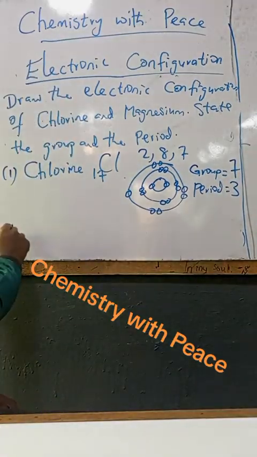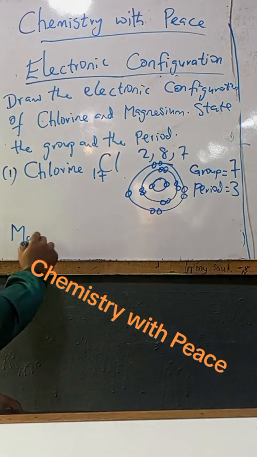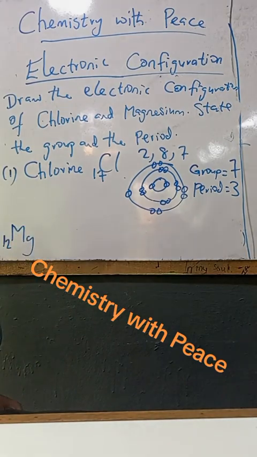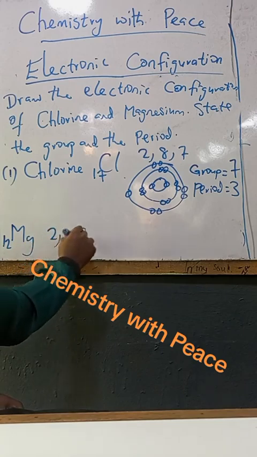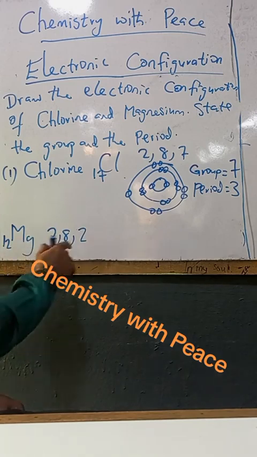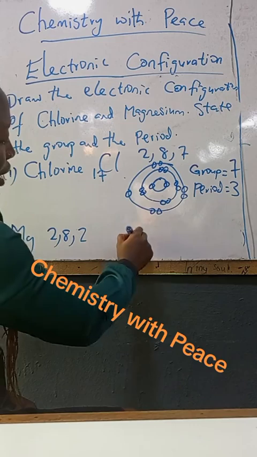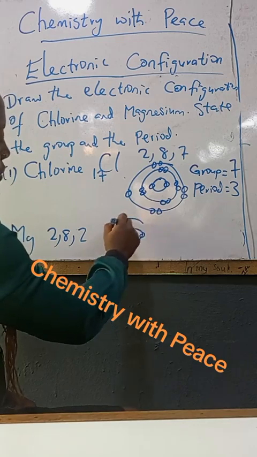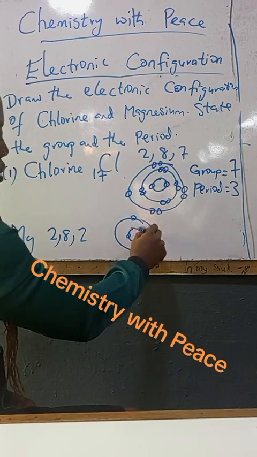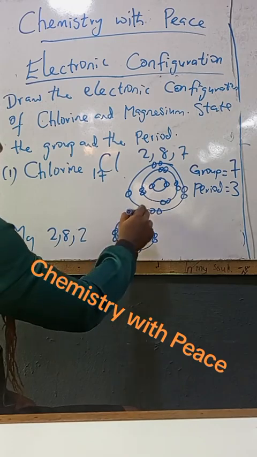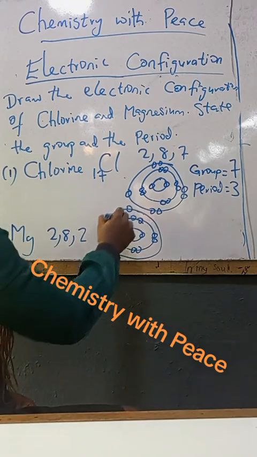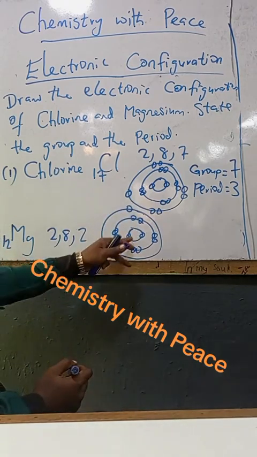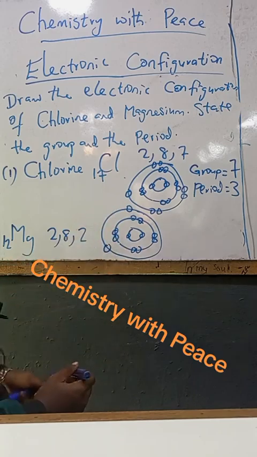Then going to magnesium. Magnesium has an atomic number of 12. So the structure should be this way: 2, 8, 2. 2 plus 8 should be what? 10 plus 2, 12. So the first shell should have 2 electrons. Second shell, 1, 2, 3, 4, 5, 6, 7, 8. Then the last shell should have how many electrons? 2. 1, 2. So with this, 2 plus 8, 10 plus 2, 12.